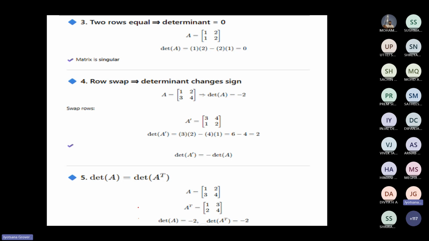Now let's find the determinant of this A. What is the determinant? It is 4 minus 6, so it is going to be minus 2. Now if you take the transpose and take its determinant, 4 minus 6, again minus 2. So the determinant of a matrix and its transpose are the same.